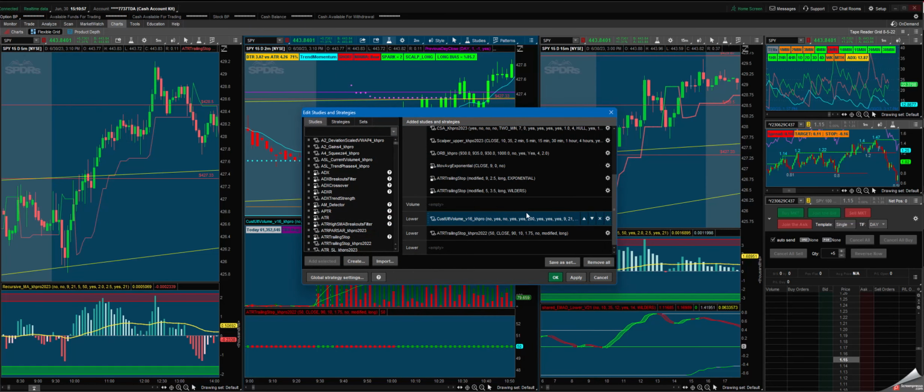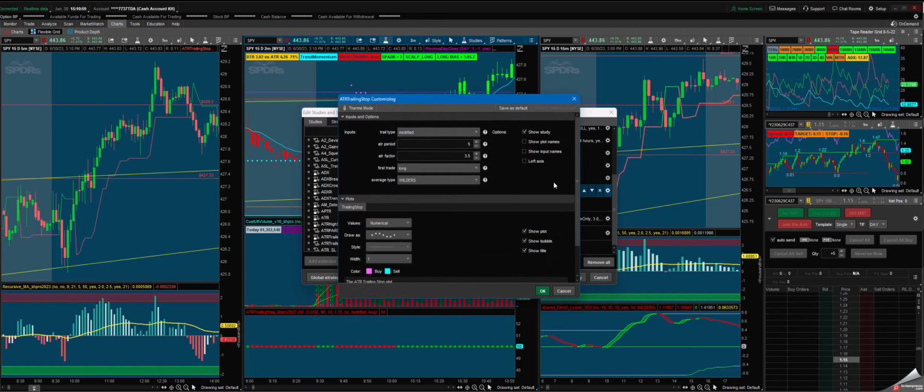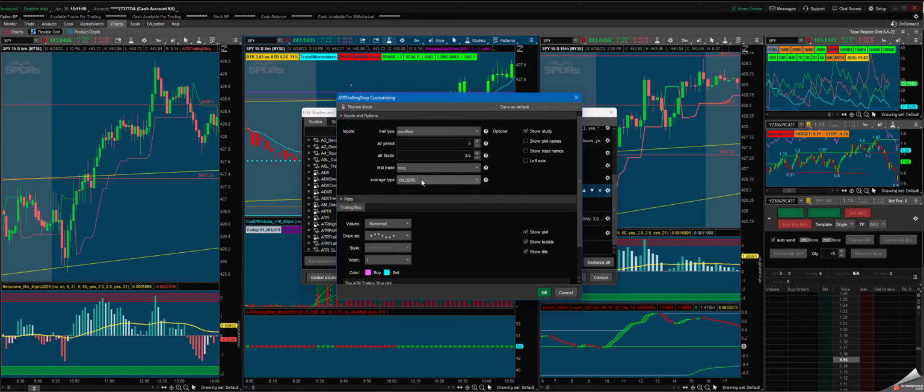So the default settings are an ATR period of 5, which is just how many bars the look back period is. The factor is 3.5. The average type is Wilders, and of course this is just the plots, so this would be up to your preference, however you want to visualize it.